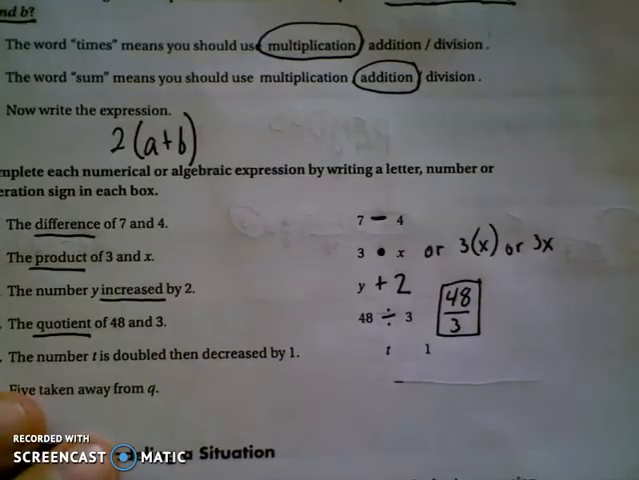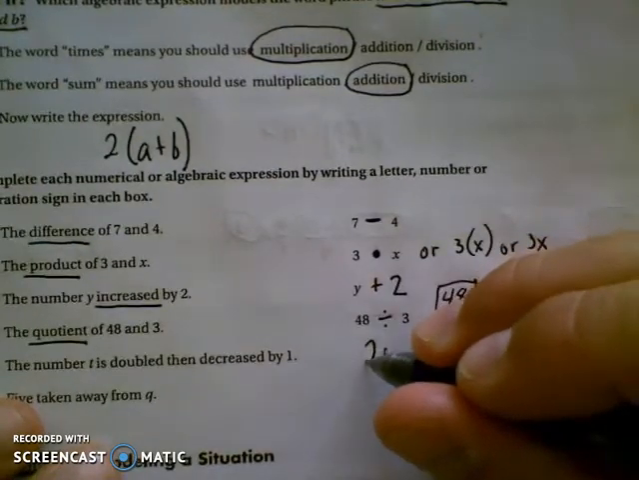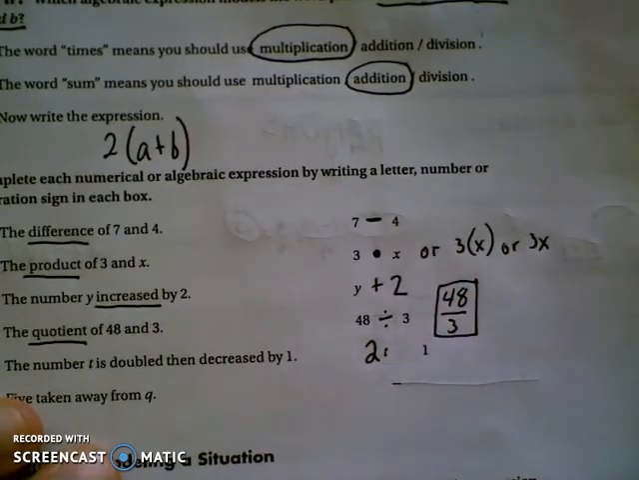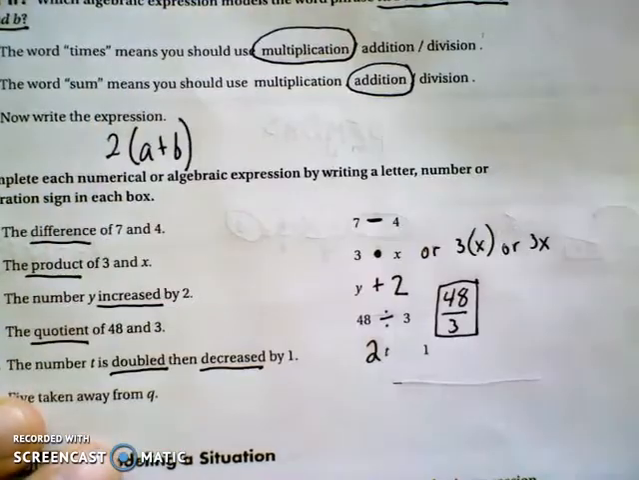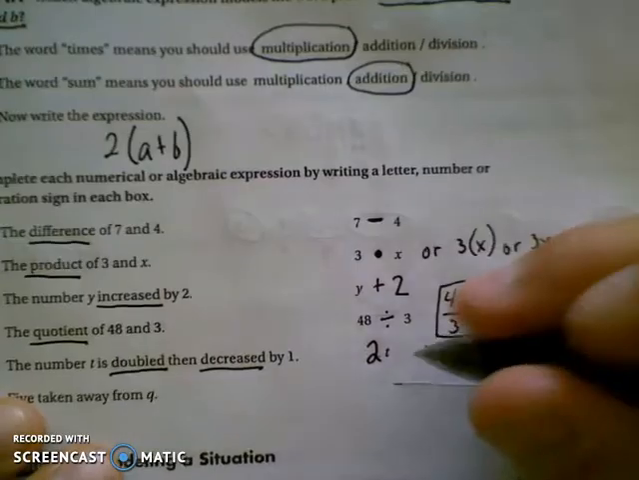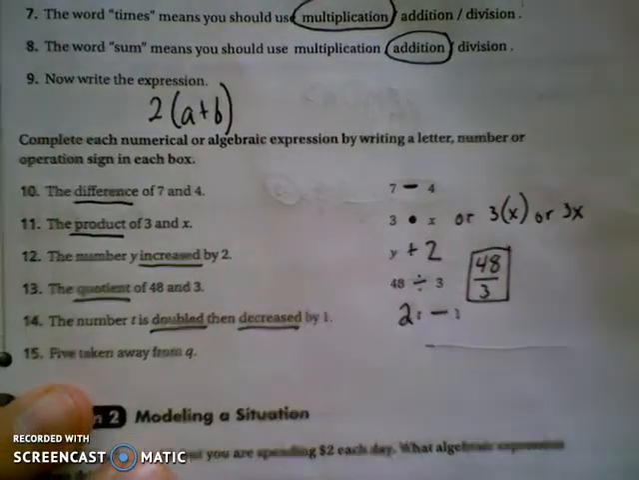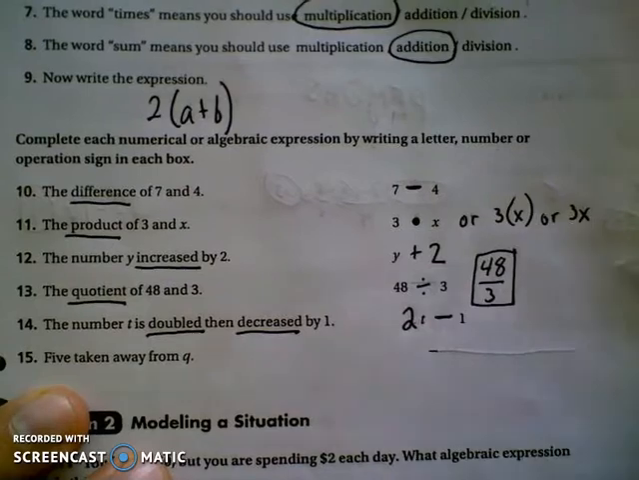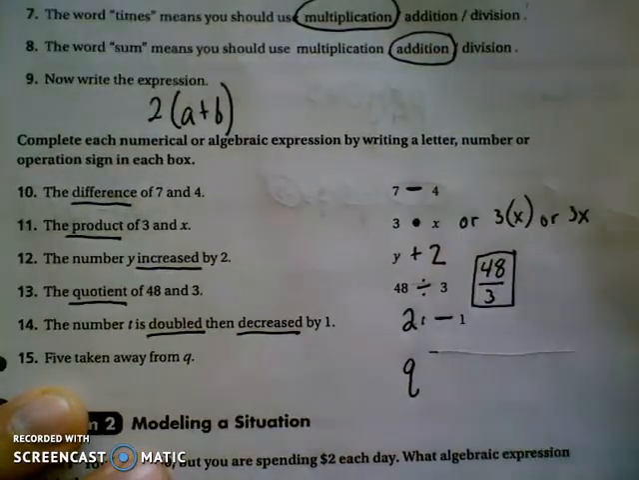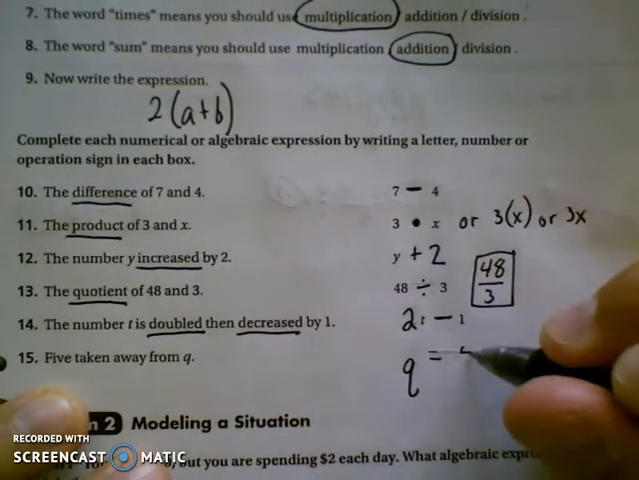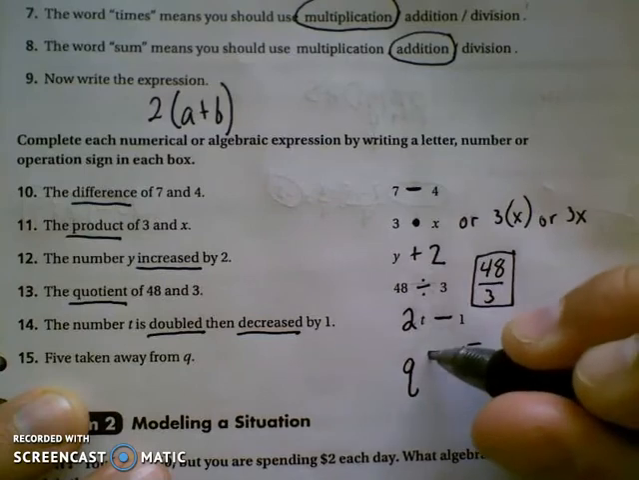Number 14, the number t is doubled and decreased by 1. So 2t means to double, and then decreased by 1. Doubled means 2t. Decreased means subtraction. Number 15. 5 taken away from q. And this is a tough one because it's taken away from q. So you're going to put q first, minus 5. It kind of looks like subtraction or an equal sign, but it's not.